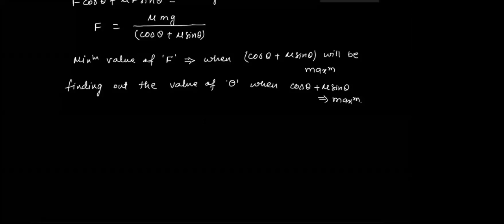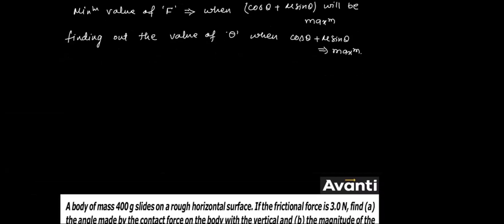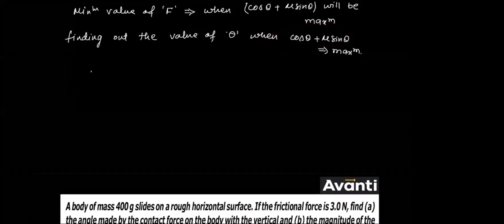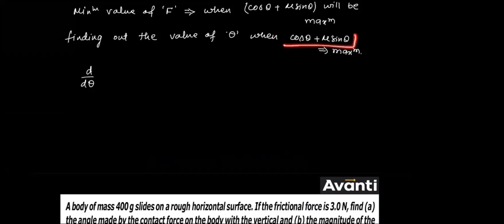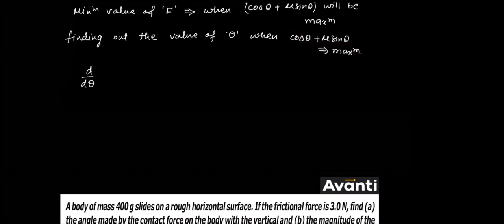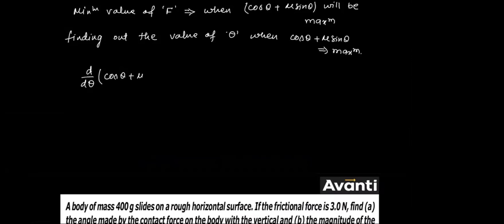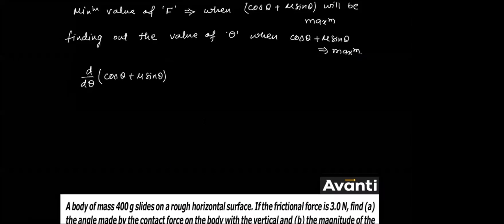You must have been taught maxima and minima, right? So if I have to find the maximum or minimum value of this, what do we do? We have to differentiate it with respect to theta. This particular term depends on theta, so we differentiate d by d theta of cos theta plus mu sin theta and equate it with 0. Guys, click yes if you know how to find maxima and minima of an expression.